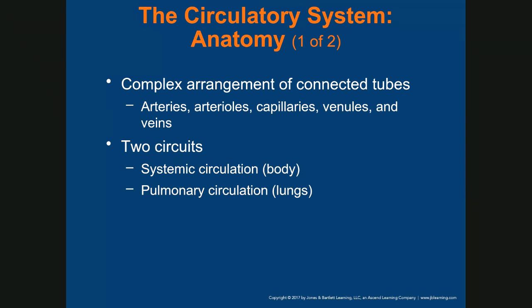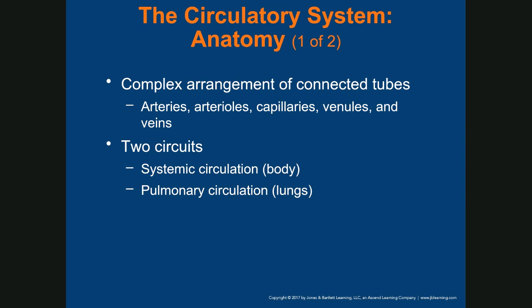So let me repeat that again. The vena cava is the largest vein in the body. Venules are the smallest. Veins primarily carry blood towards the heart, right? And they have valves inside of them to prevent backflow of blood.